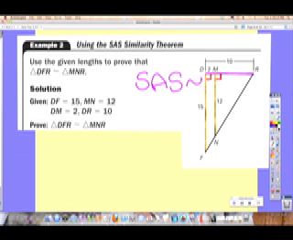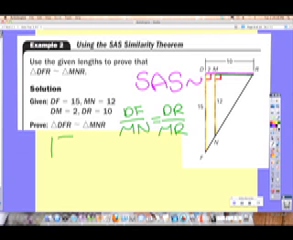So let's check DF over MN and make sure it's proportional to DR over MR. Here we go. DF, what's the value of DF? 15. What's MN? 12. All right, what's DR? Okay. Don't let us trick you. What's MR? It is 8 because the little baby guy is 2, so the rest would have to be 8.